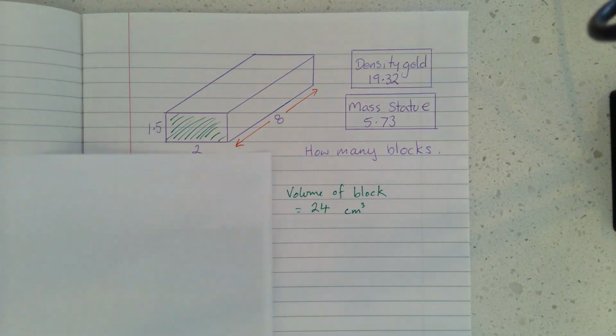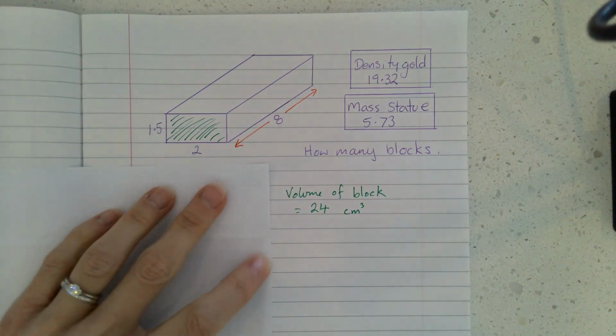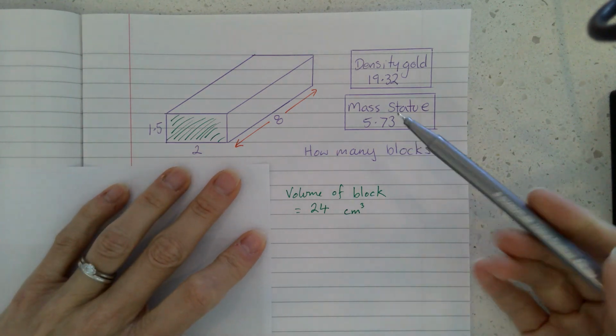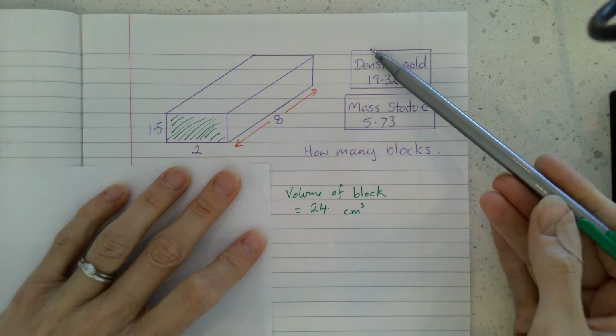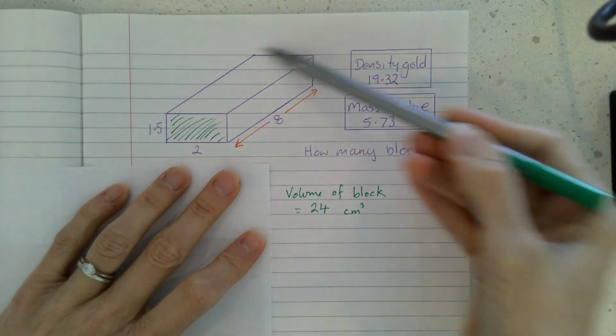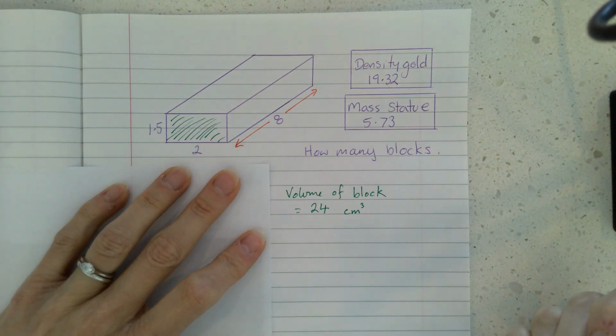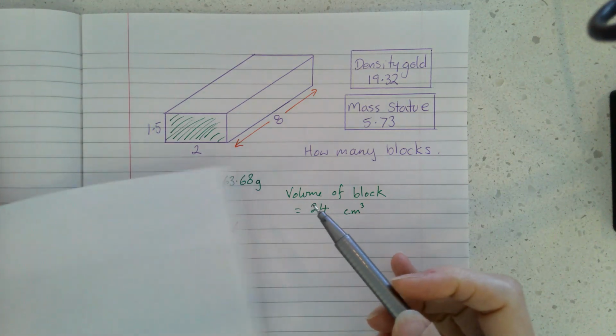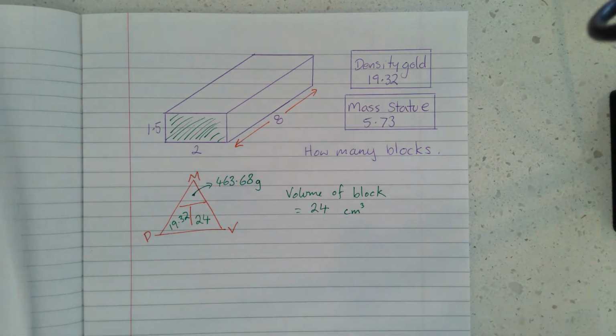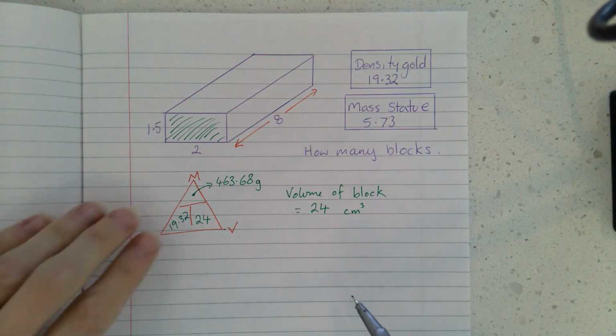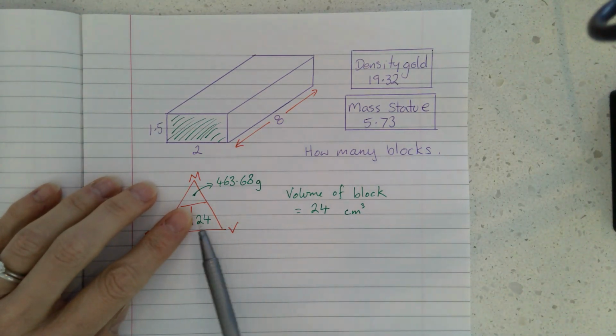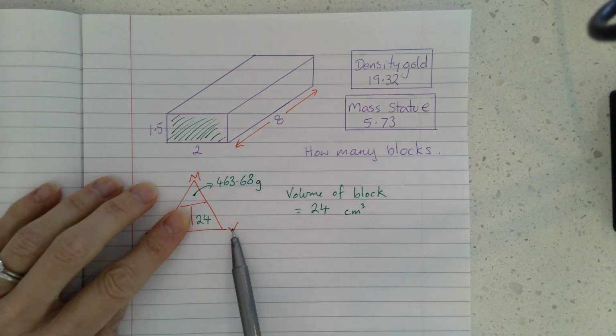Alright, we're going to be working with density, mass and volume. I know that because in the question I've got density, mass, and I was able to work out the volume. So I'm going to need my Don't Move Vera triangle. A couple of things I can place in. So 24 is the volume of the block. Volume 24. I've just worked that out.